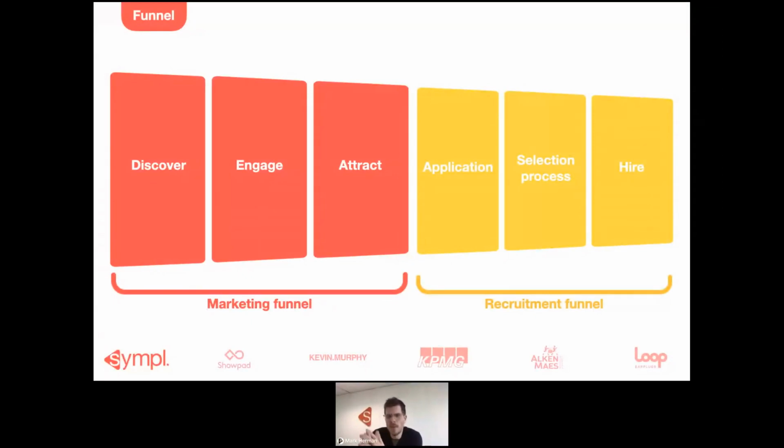Don't just think about the advertising that you show to attract people to a specific vacancy. Also start thinking about, where is your brand? Is your brand, your company brand or your employer brand, something people know about? Should you first work on that? And that's something you could do in the discover phase.